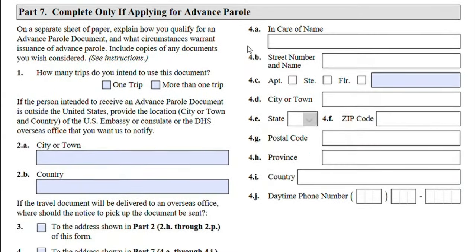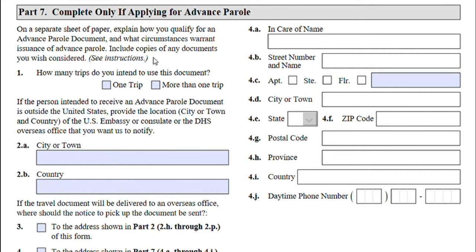And part 7 is specifically for people who are applying for advanced parole. Right here it says, on a separate sheet of paper, explain how you qualify for an advanced parole document and what circumstances warrant issue of advanced parole. Include copies of any documents you wish considered. So this is most likely for those who are experiencing an emergency as well.